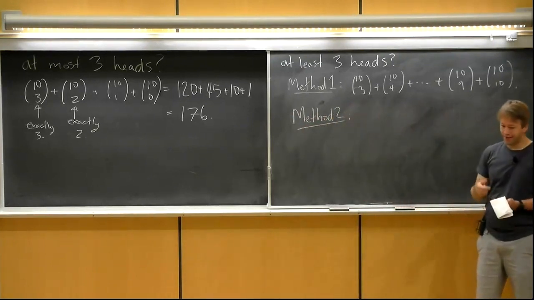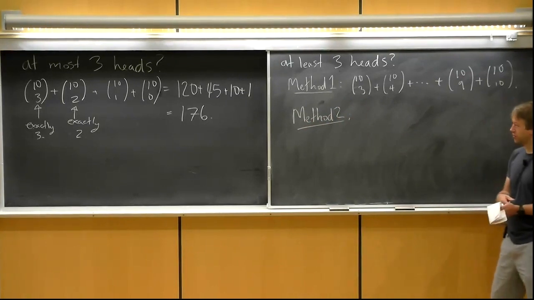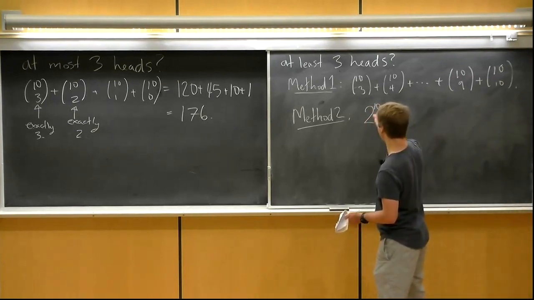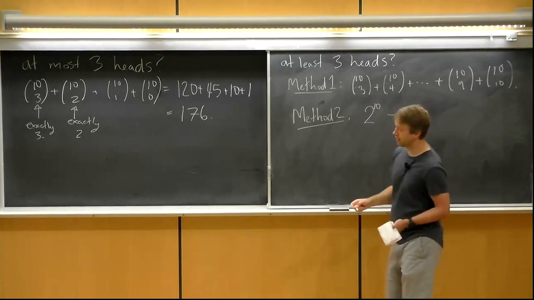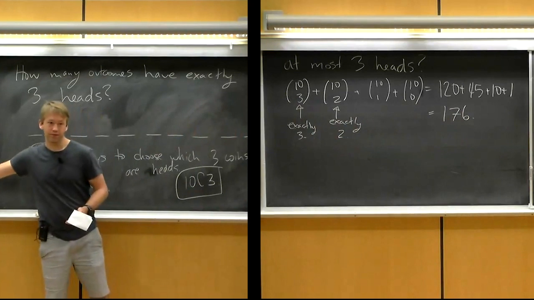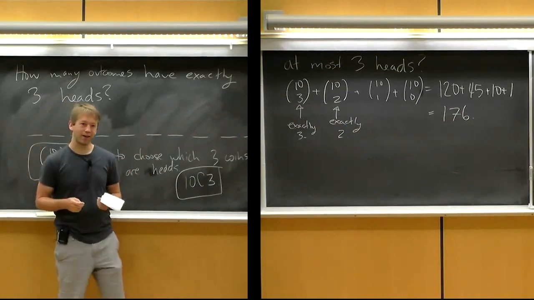If you want to have at least 3 heads, that's the same as not having 2 heads or 1 head or 0 heads. So if we take all the outcomes, which is 2 to the 10, right? We already computed at the beginning there are 2 to the 10 outcomes in total. So this is this kind of count the complement thing, right?